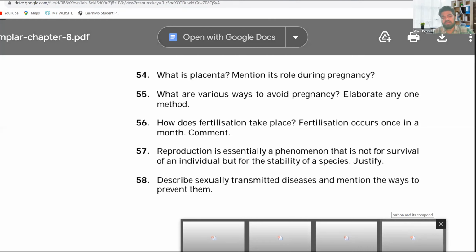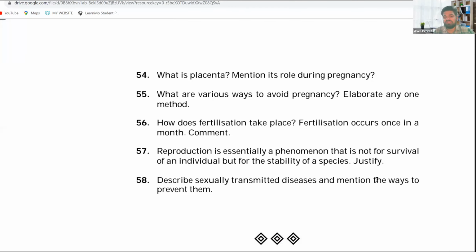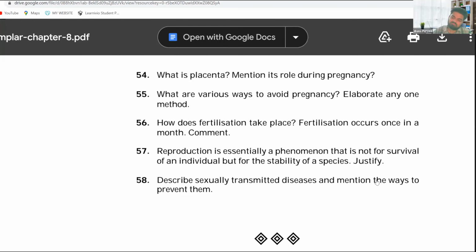Next is, reproduction is essential. Justify: reproduction is essentially a phenomenon that is not for the survival of an individual but for the stability of the species.